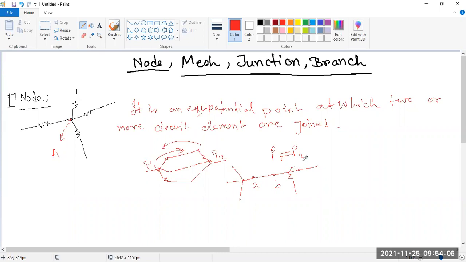Somewhere you can get this type of circuit. To solve this, we have to know, look, this point A and B is the same node, because there are no elements in between, and so A and B are the same node because this is equipotential. That's why these two points are the same node, so we can write this is a same node. So it is an equipotential point at which two or more circuit elements are joined. This is called a node.